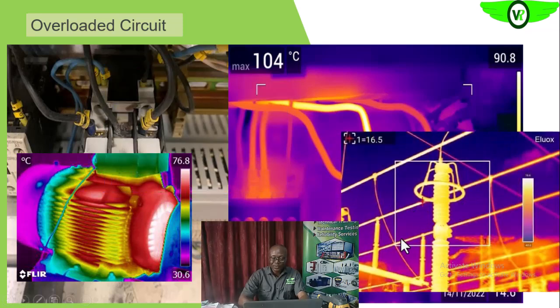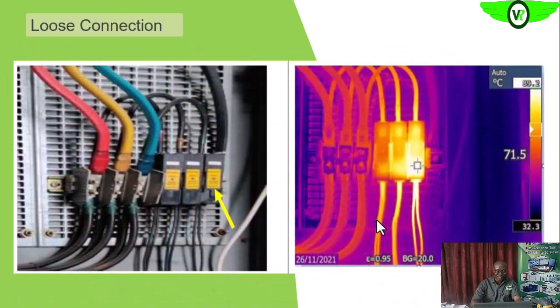Then if you look at this bushing and the connection point, you see that there are no issues. Look at the various lines. You see that the thermograms are almost the same, which means that the loadings on phase 1, 2 and 3 are the same. But if there are issues, maybe poor connections, you will see them very clearly on the thermogram. We will see such later.